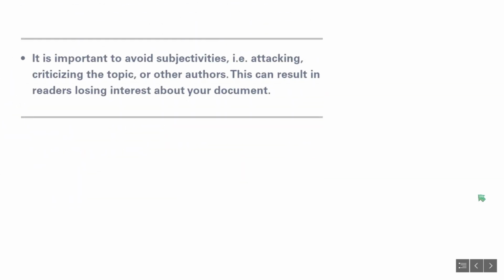It is important to avoid subjectivities. Let's not attack any other documents, any other authors, any other works, because this can result in readers losing interest about your document.